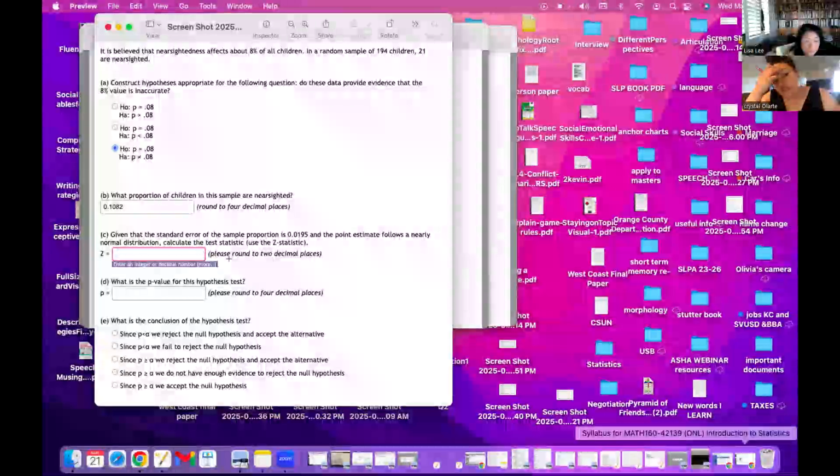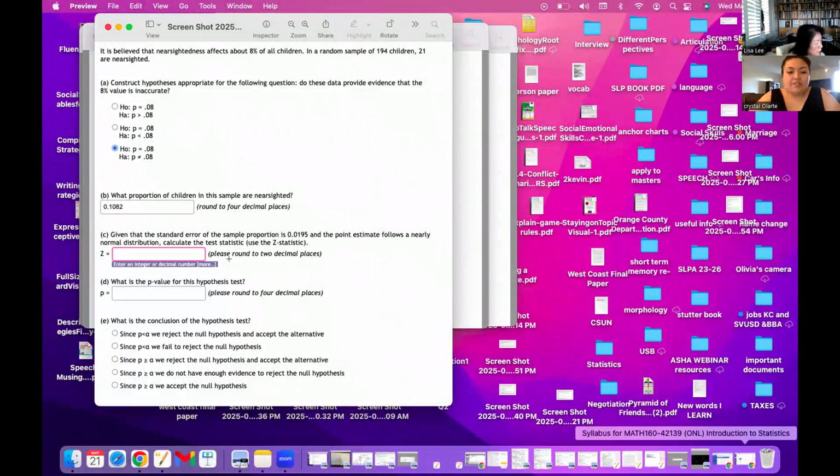Question. It says given the standard error of the sample proportion, does that matter? Like, do I need that information? No, you don't need that. When you use a calculator, you don't need that. Just continue reading. What did they ask you? It's asking you the Z equal what? That's all. And your Z is 1.45.